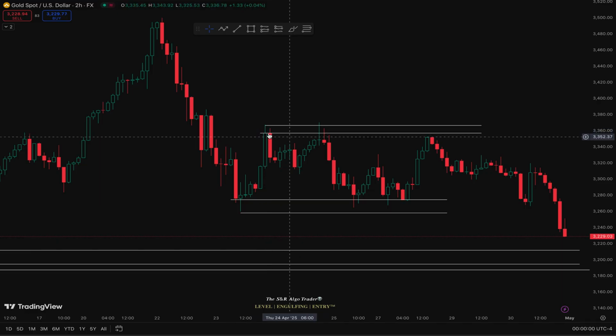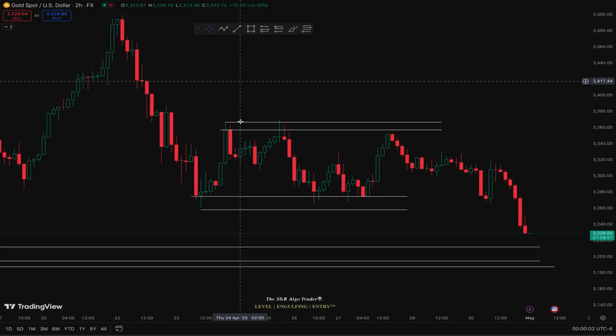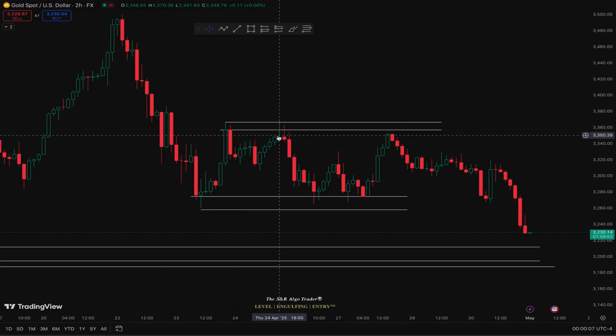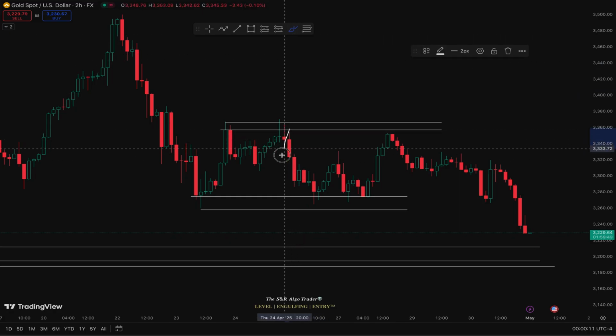Sorry, let me use the supply. This is messing up with me. So this supply level. So after closing below it, it gave an engulfing candle here. This candle shows that the seller's momentum is higher in the market.